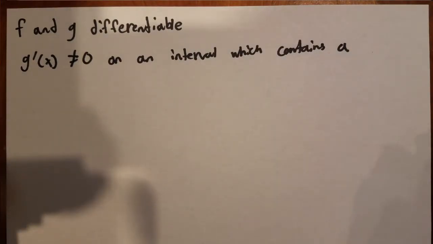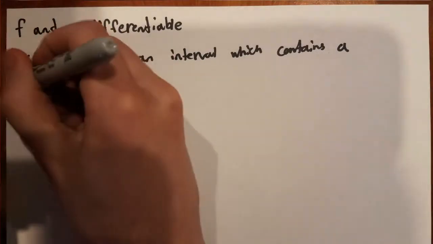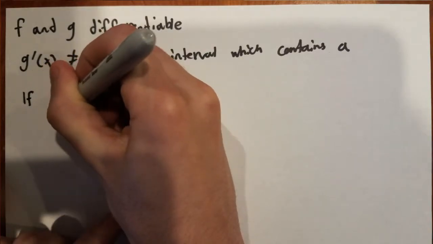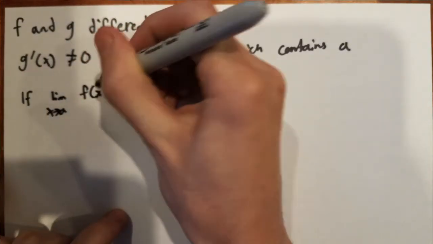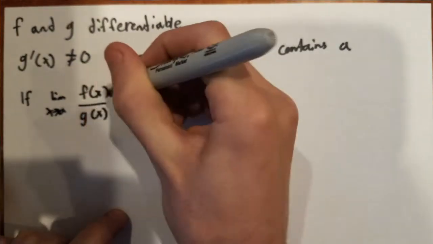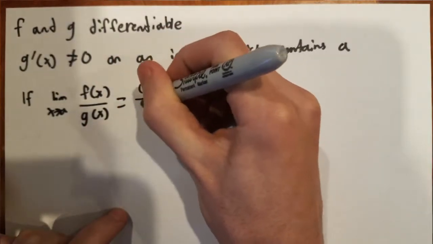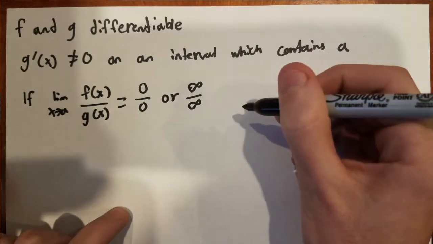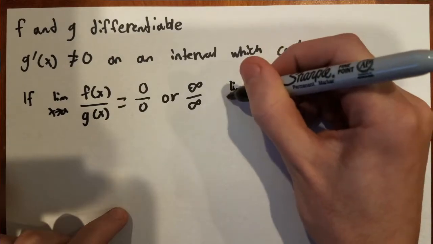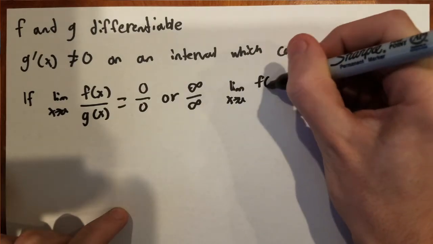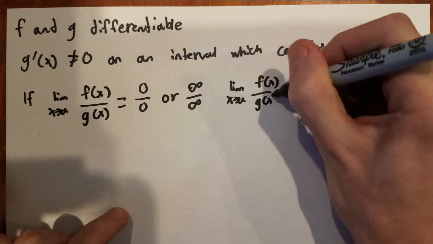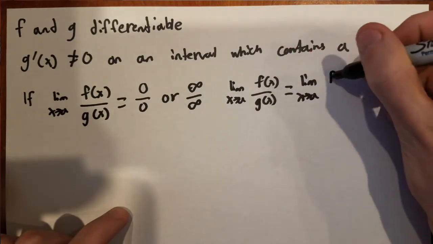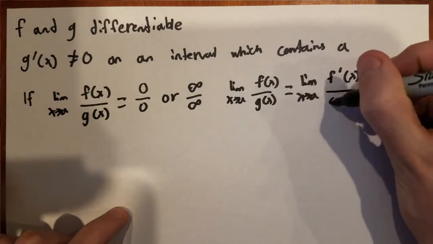So if these two conditions are met, then L'Hopital's rule says that if the limit as x approaches a of f of x over g of x equals either 0 over 0 or infinity over infinity, these are two indeterminate forms, then the limit as x approaches a of f of x over g of x is equal to the limit as x approaches a of f prime of x over g prime of x.